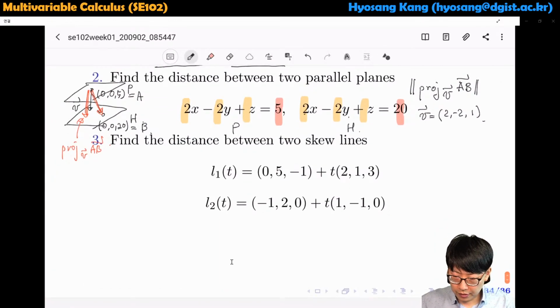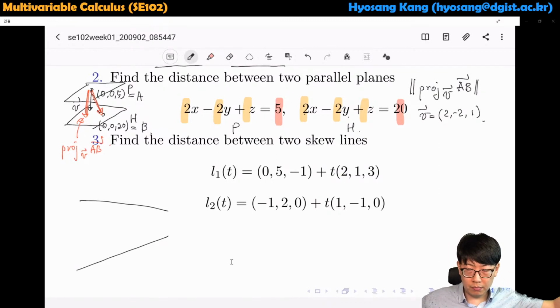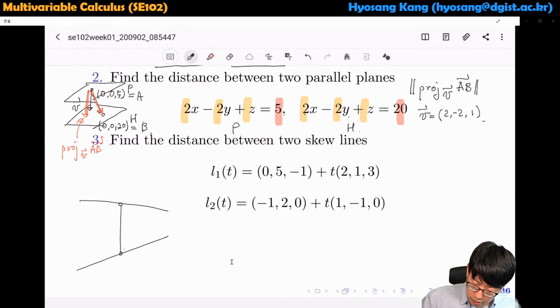And the third one: find the distance between two skew lines. Okay, so we have a line here and we have another line here. I want to find the minimal distance between two points. If I pick points from the two lines far away from each other, it could be infinite, but I want to find two points which are the closest to each other. So in other words, I want to find the line that passes through each line perpendicularly.